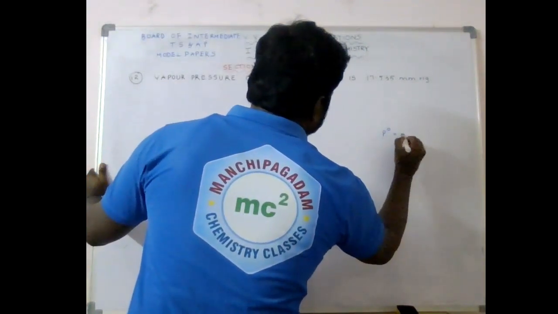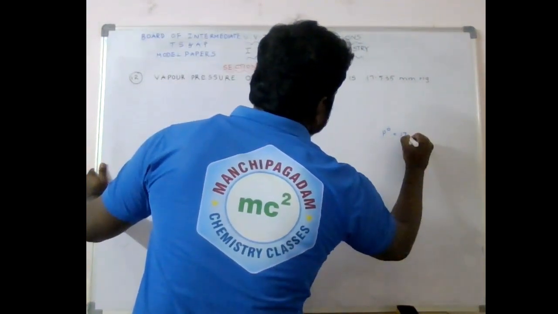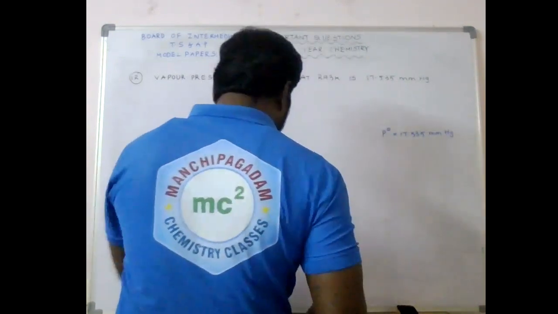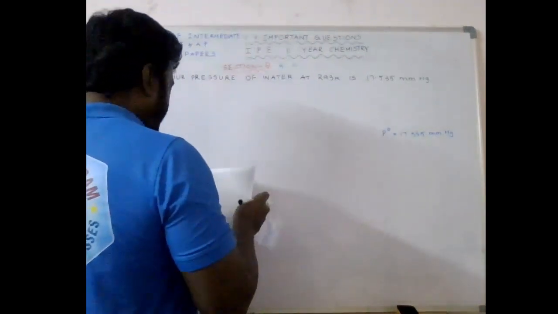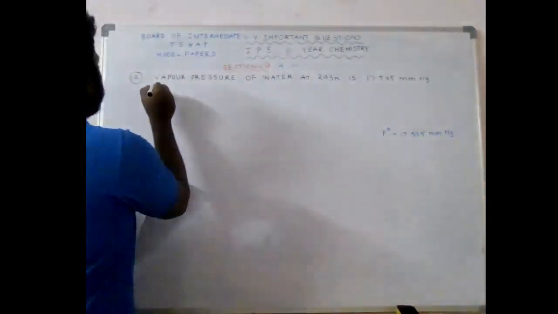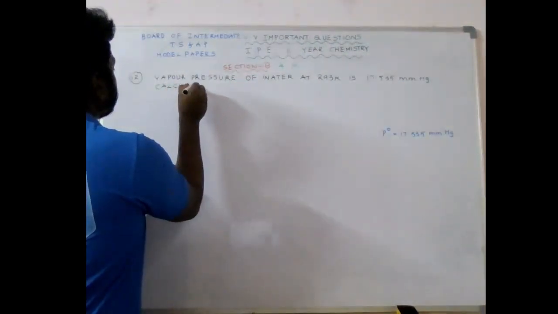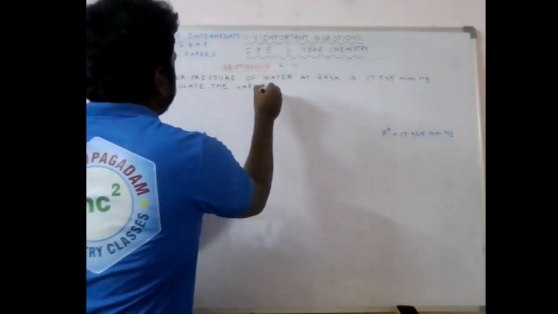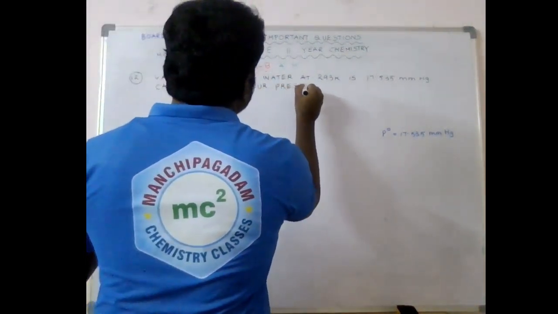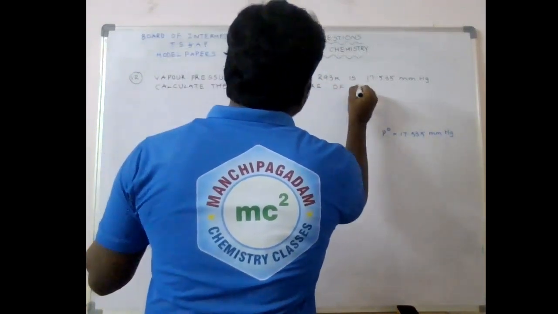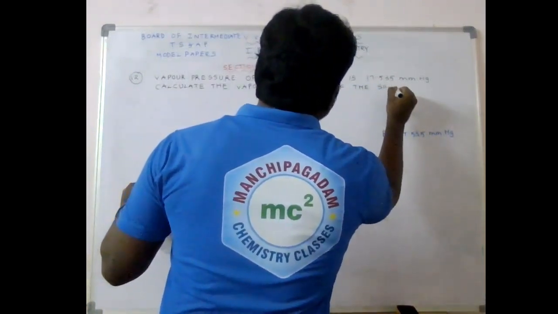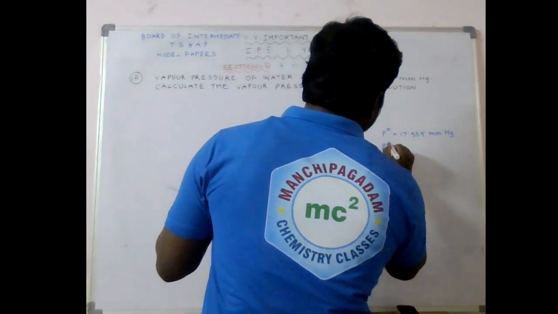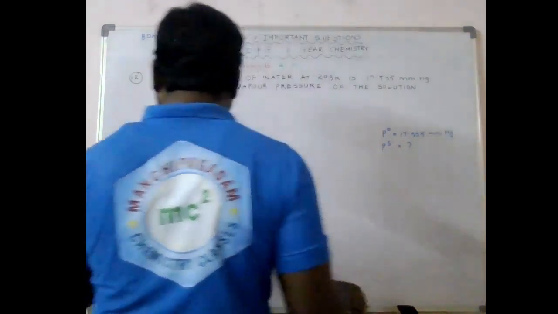So here what he has given, I am writing. P naught has given. P naught means vapor pressure of pure solvent. How much? 17.535 mm Hg. I wrote that. Next, continue the question. Calculate the vapor pressure of the solution. Vapor pressure of the solution means what? Ps we have to calculate. He is asking that. Right?